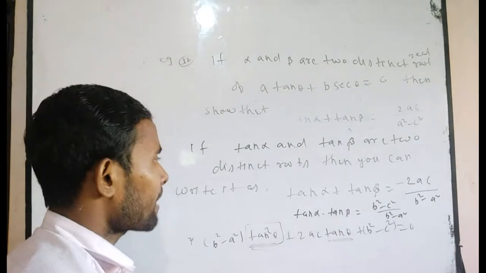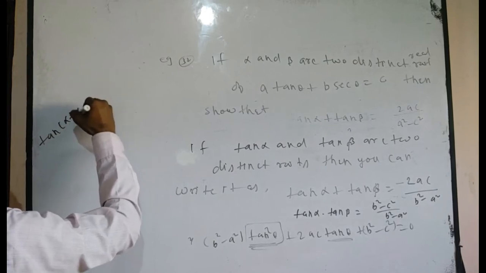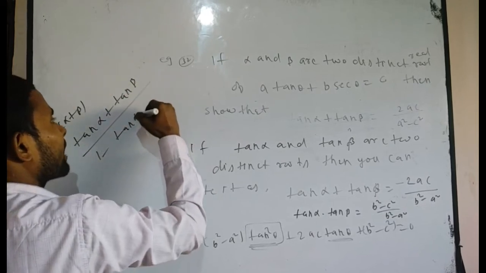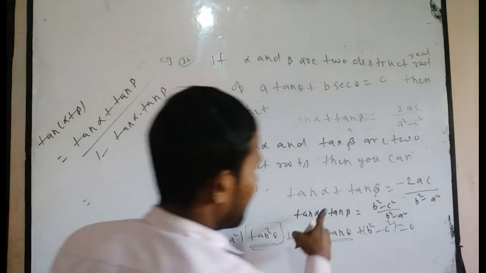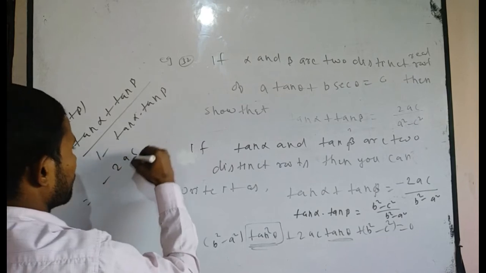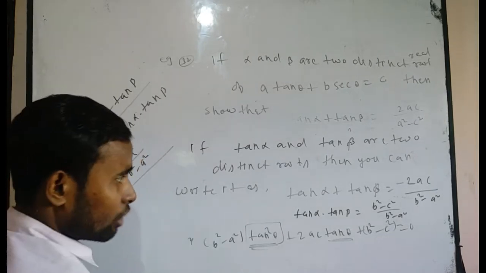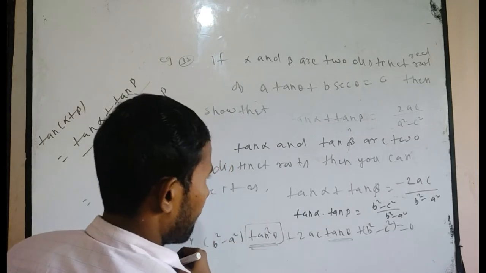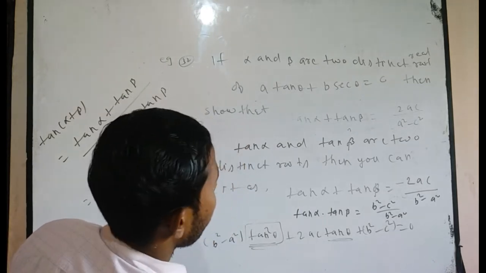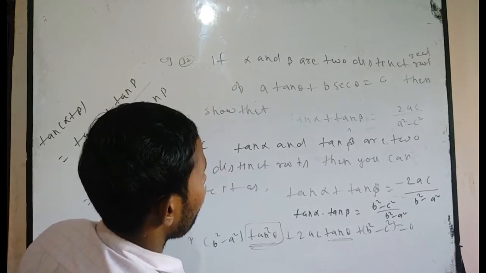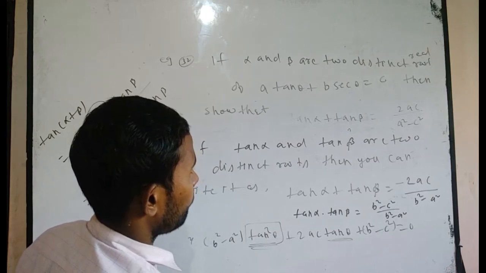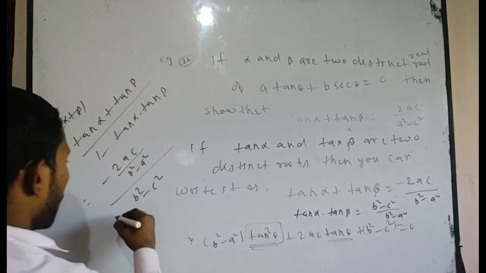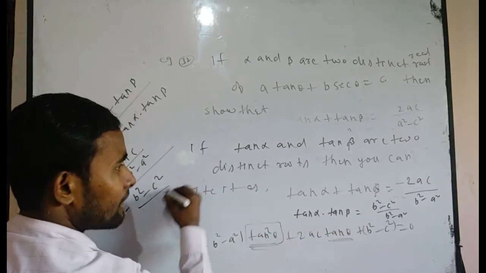we have to find the value of tan of alpha plus beta. As you know, tan alpha plus beta is equal to tan alpha plus tan beta divided by 1 minus tan alpha into tan beta. Tan alpha plus tan beta is equal to minus 2ac by b square minus a square, divided by, here you get tan alpha into tan beta, 1 minus b square minus c square divided by b square minus a square.